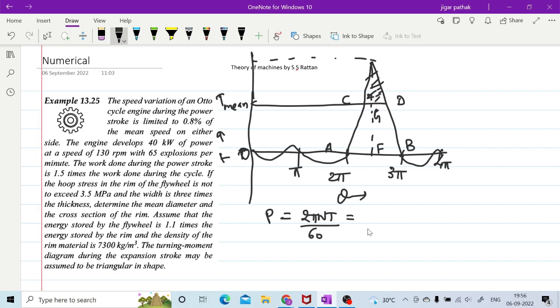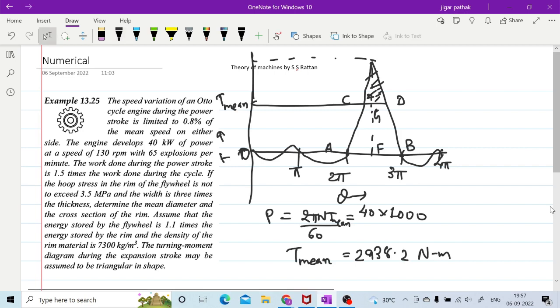Sorry, T mean is not with you, right? It is generally given that 40 kilowatt of power at a speed of 130 RPM. So this 40 kilowatt is in general power, whatever is given. T mean you can calculate from this. This is T mean only: 2938.2 Newton meter.